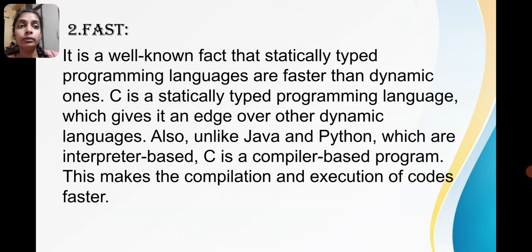Fast. It is a well-known fact that statically typed programming languages are faster than dynamically typed ones. C is a statically typed programming language, which gives it an edge over other dynamic languages. Unlike Python and Java, which are interpreter based, C is a compiler-based language. This makes the compilation and execution of code faster.